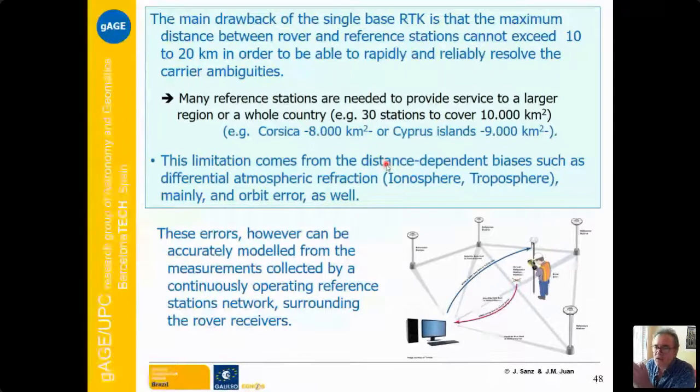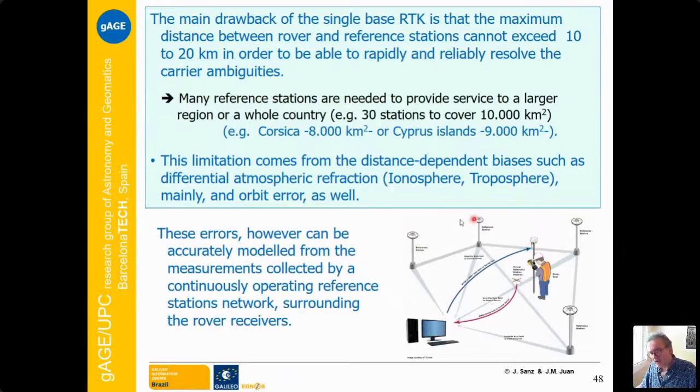This limitation comes mainly from the ionosphere and troposphere as well, and a little bit due to the orbit. This limitation can be overcome using a network of reference stations.